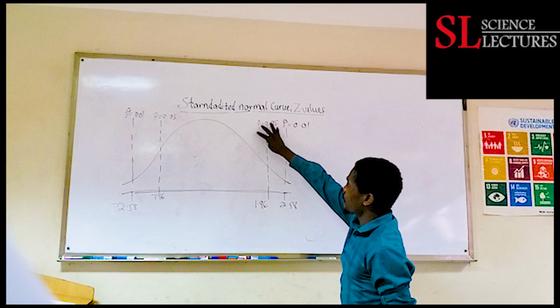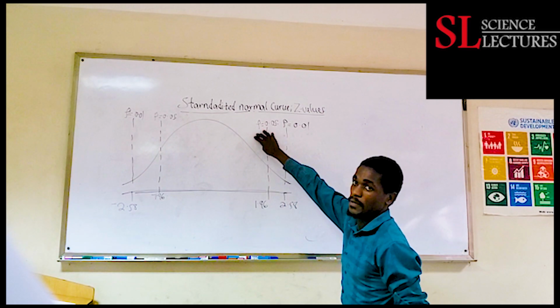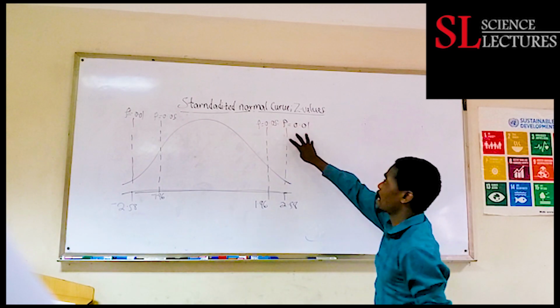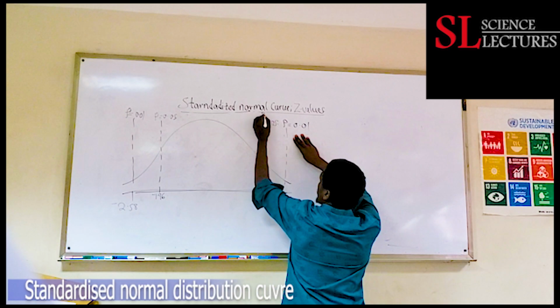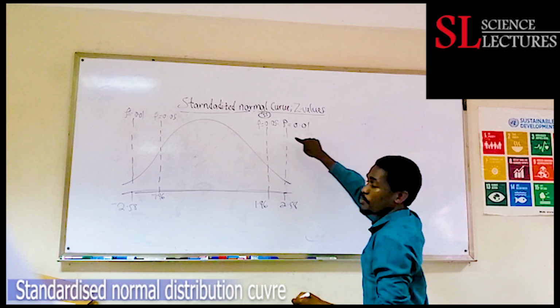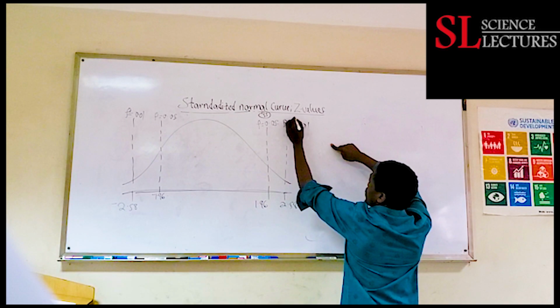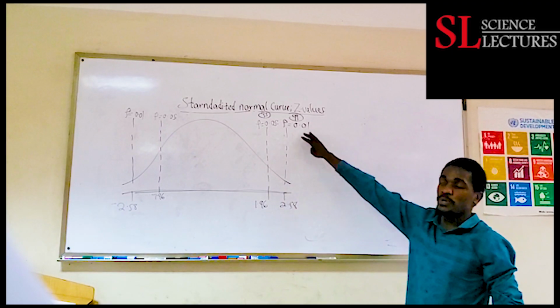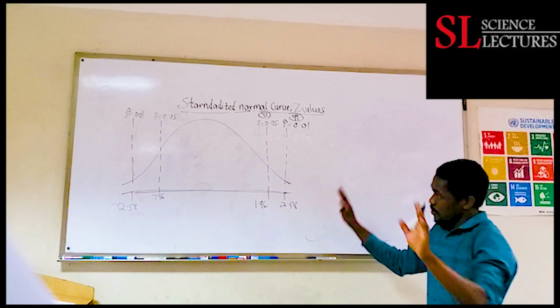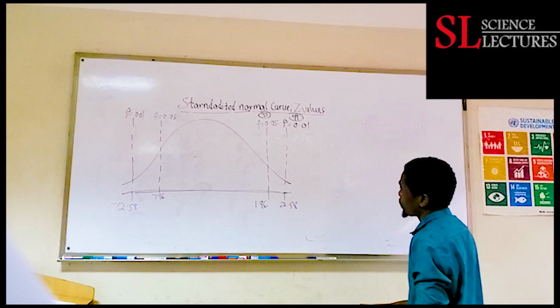So this is 95% confidence, and this is at 99%. Whenever they ask you for 95, you work at P is equal to 0.05. Then whenever they ask you for 99, you calculate at P is equal to 0.01. So that is what we have there.